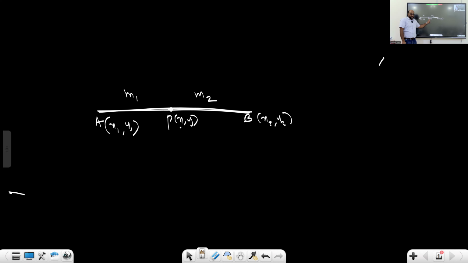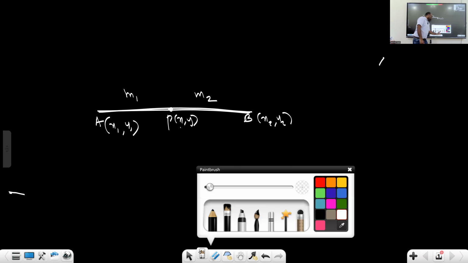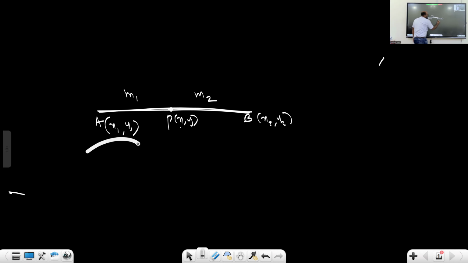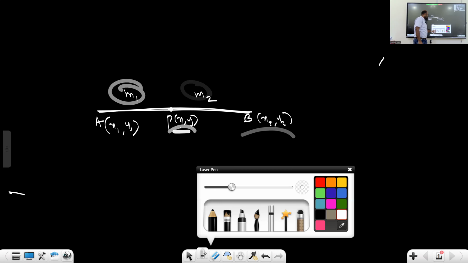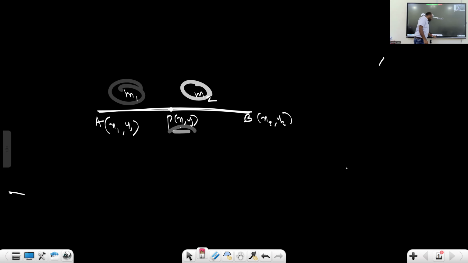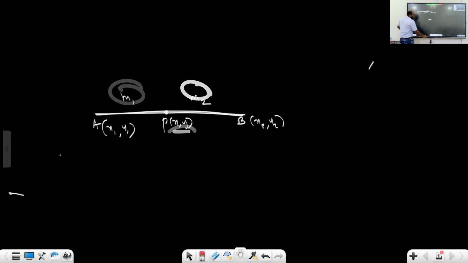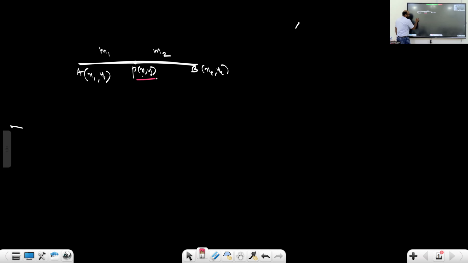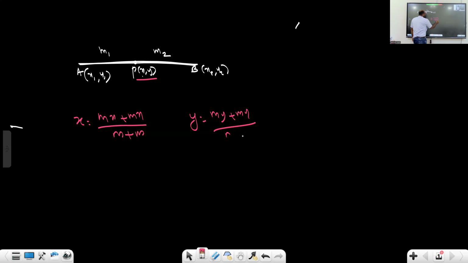Then to get this coordinate, try to understand. These two points are already given, and the ratio is also already given. Then you want to find this point. For remembering, I told you a technique. To get this coordinate, x equals m1 x2 plus m2 x1 divided by m1 plus m2, and y equals m1 y2 plus m2 y1 divided by m1 plus m2.